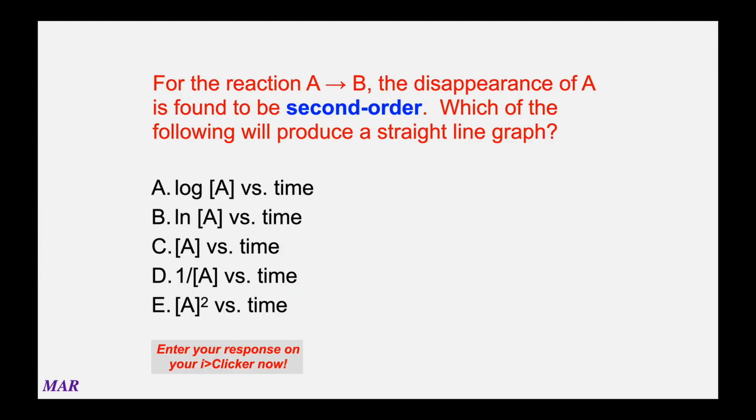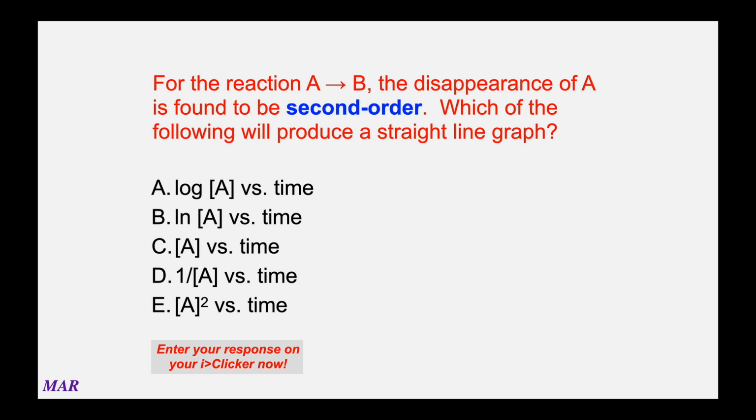Cool. This question says, for the reaction A going to B, the disappearance of A is found to be second order. Which of the following will produce a straight line graph? When it comes to orders, there are graphical techniques for finding out what the order of a reaction is. And one of those answers down there would be correct. See if you can find out which one it is. I recommend pausing the video. When you're ready to hear the answer, unpause it. We'll talk about the answer. Pause the video now.